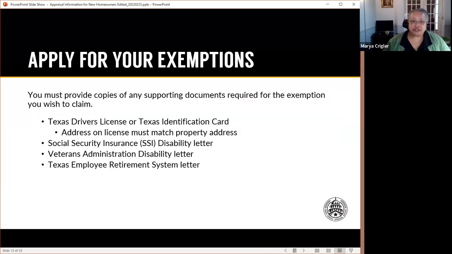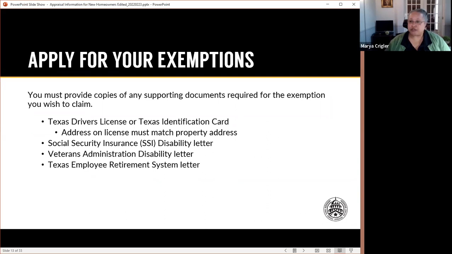To apply for your exemption, you've got to provide copies of supporting documents required for the exemption that you wish to claim. For the general homestead exemption, most people can qualify. You are required to provide a copy of your driver's license or your Texas ID card. Again, it has to be a Texas driver's license or a Texas ID card, and you have to provide a copy of that with your application. And the address on the license must match the property address of the property you're claiming the exemption for.